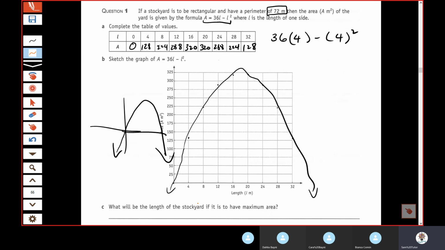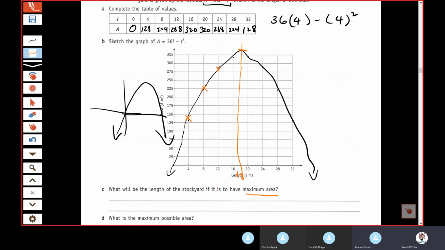What will be the length of the stockyard if it is to have maximum area? So where do you think the maximum area is going to occur from this diagram? At the top there. At the top. And what do you reckon that number is? What length do you think that is? Probably 18. It is actually 18. Right in the middle. So 18 is correct. 18 meters.